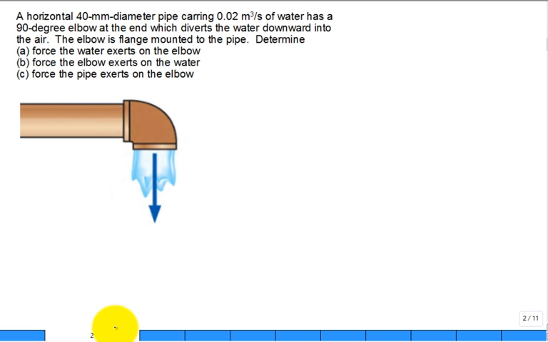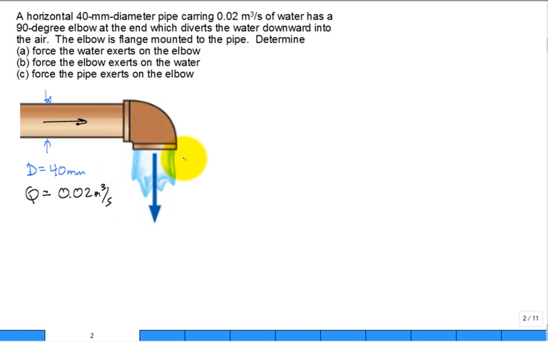Well, this is all nice, but we have to solve problems. I intended to solve this last time. Did I solve it or not? I don't think so. Okay, let's solve it. We have a horizontal 40 millimeter diameter pipe. So here's the pipe, the diameter is given to be 40 millimeter. And it has a volumetric flow rate Q equal to 0.02 meters cubed per second of water. And it hits a 90-degree elbow, and then it's directed downward, diverting the water downward and discharging it into the air. The elbow is connected to the pipe by a flange, or it's mounted to the pipe.